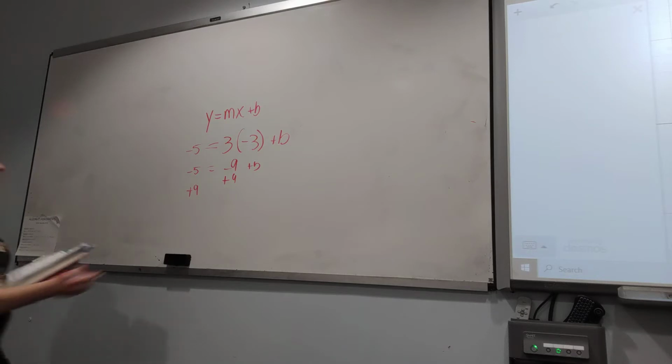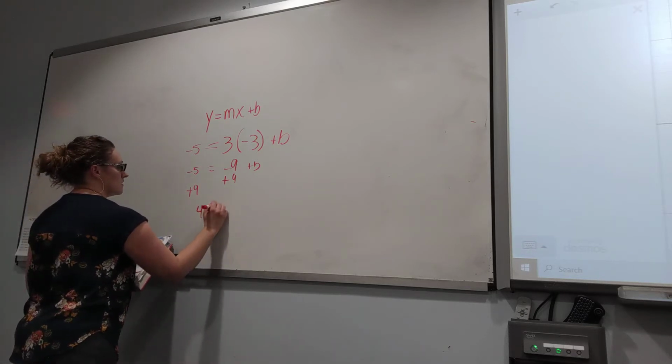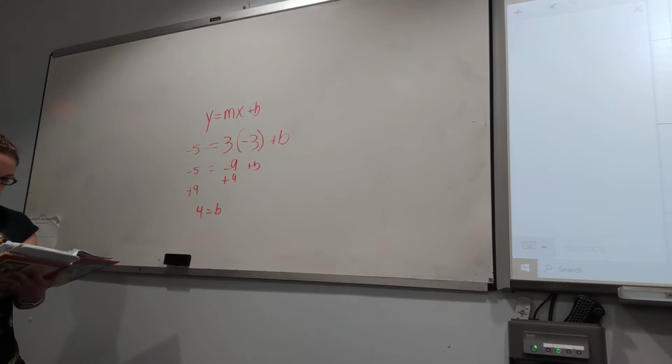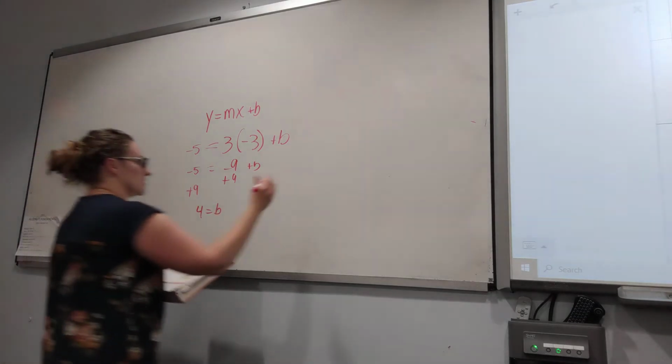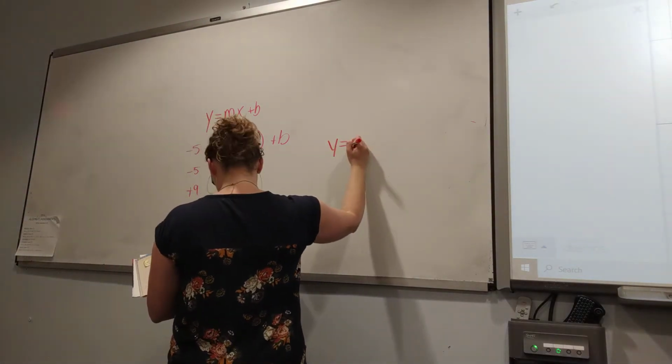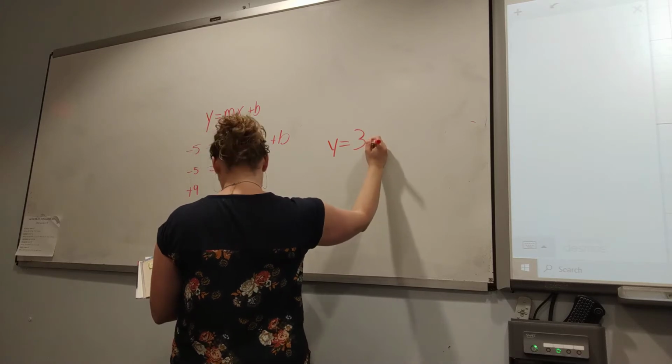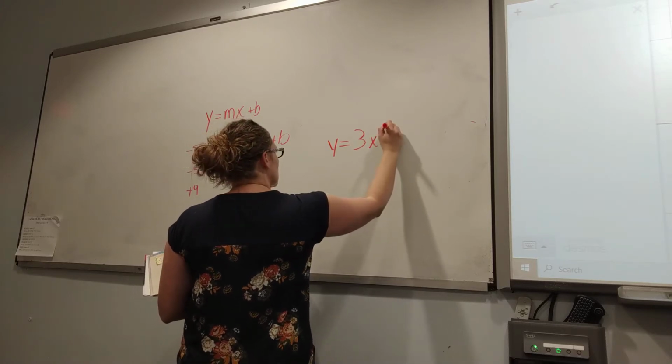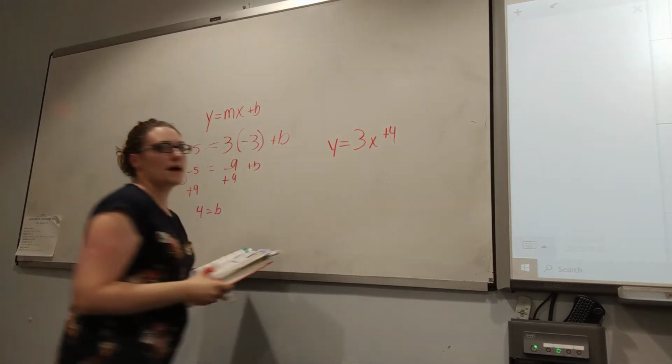Okay, so 9 plus 5 is, so b would be 4, your new number. So the new answer would be y equals, keep the same slope because it's parallel, plus 4. That would be your answer.